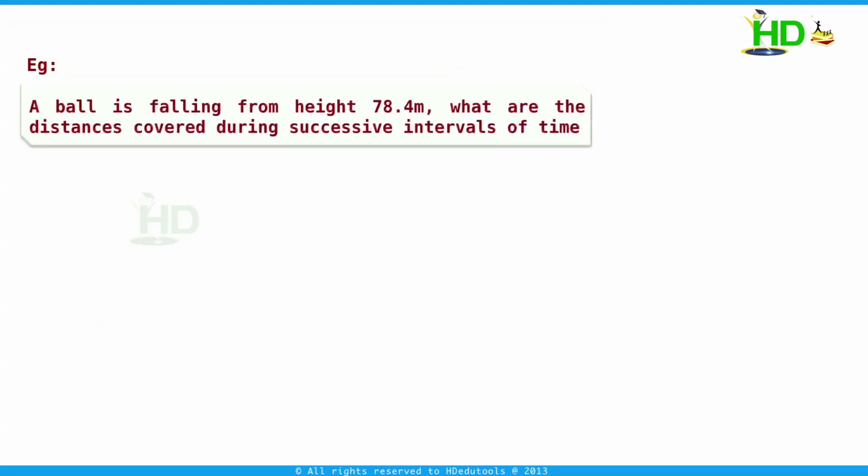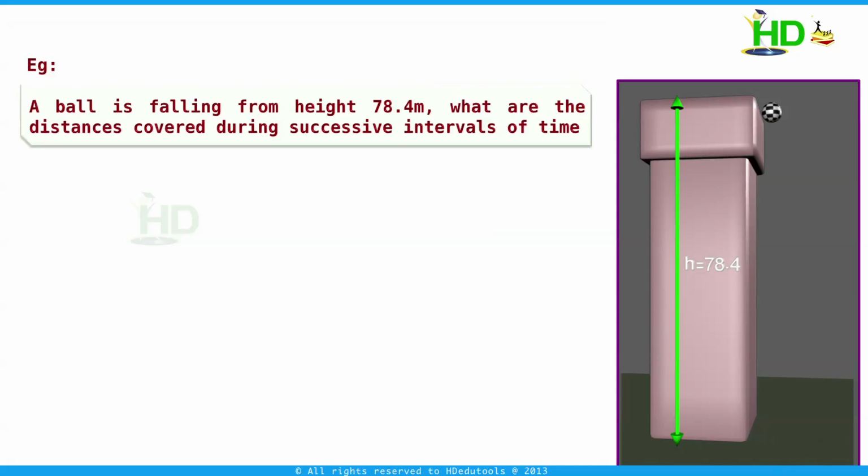Now we take another problem. A ball is falling from height 78.4 meter. What are the distances covered during successive intervals of time? Now what is given in our problem is a ball is falling freely from height 78.4 meter. We are asked to find what are the distances covered during successive intervals of time.